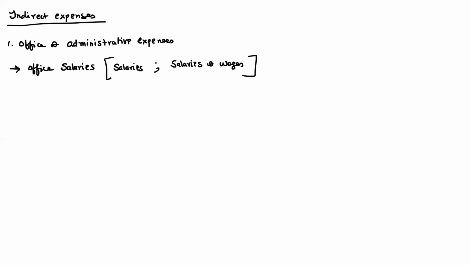Please do not get confused that wages is written, so it will be a part of trading account. No. If in the question they have mentioned wages and salaries, then it is a part of trading account. But if they have mentioned salaries first and later wages, it's a part of profit and loss account. It is not a direct expense. So office salaries is a part of office and administrative expense. Then you have office rent. So either they will mention office rent, or simply if they have mentioned rent also, then also it's the same thing.